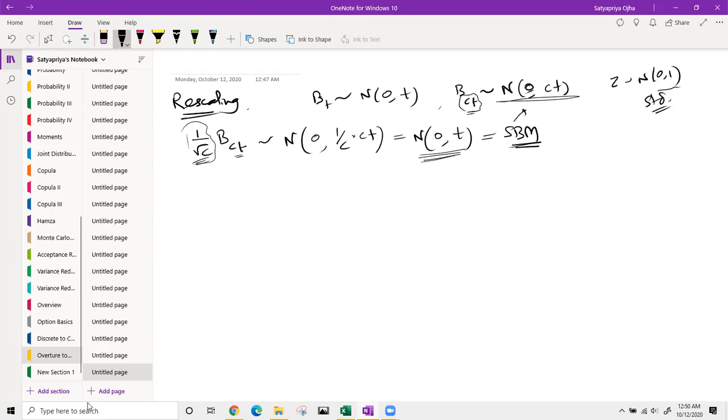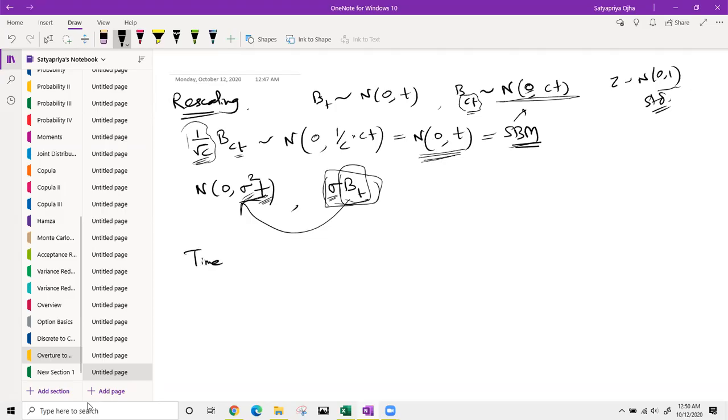Let me also tell you this. If you want something to have this kind of a distribution, then what will you do? You will just use this. So this will have this distribution. Then this is not standard Brownian motion anymore, because its variance is not t, it is something else. So this part is the standard Brownian motion scaled by sigma, and it will have this variance.